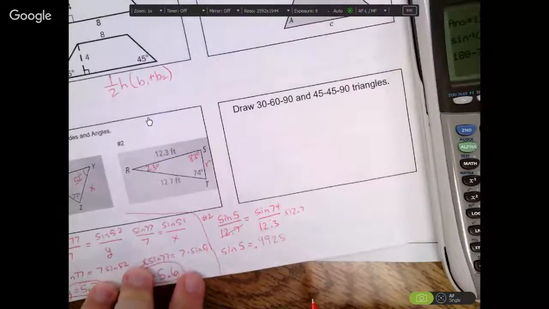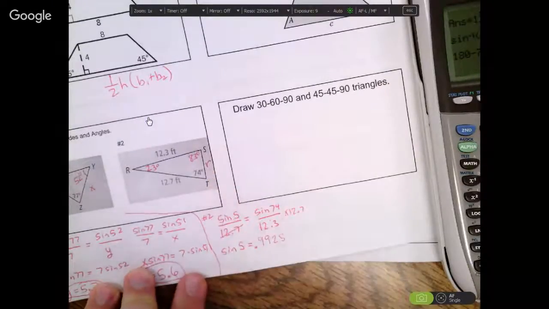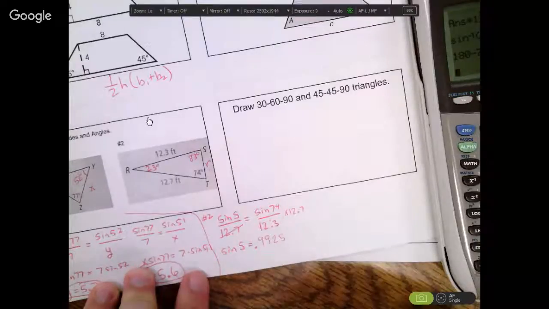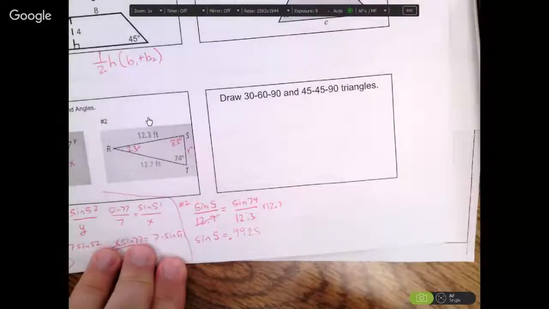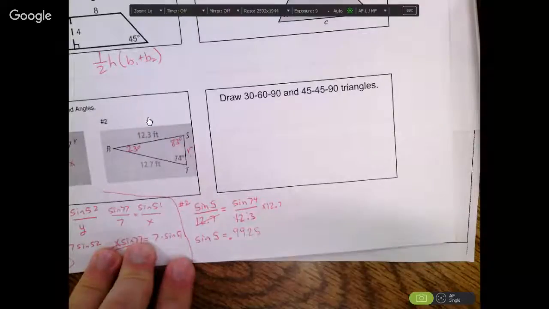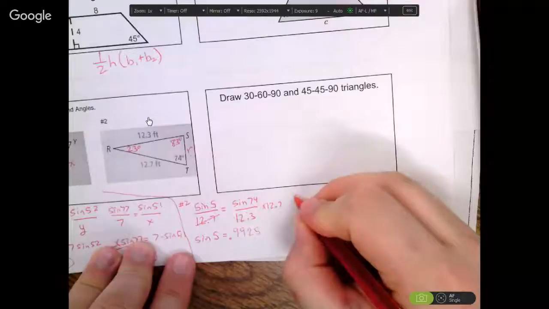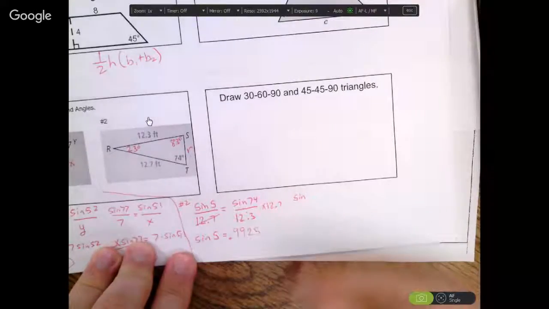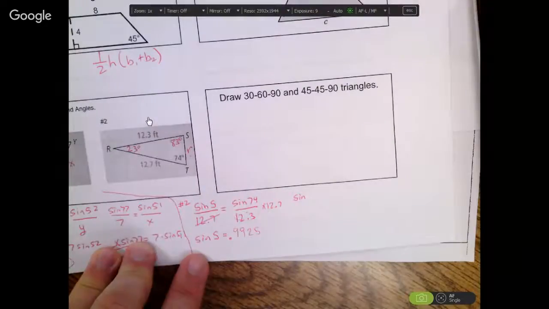Gosh, dang. Side what? What do you mean side R? It says to find all unknown sides and angles. There is no hypotenuse. Why is there not a hypotenuse? Because it's not a right triangle. So someone help me out here. Can a triangle have two right angles?